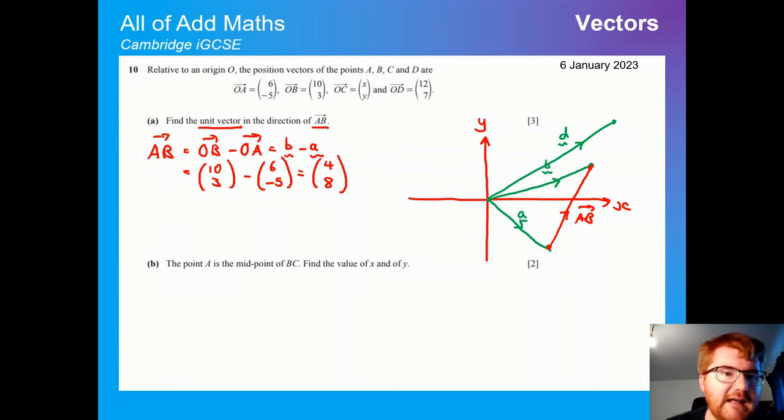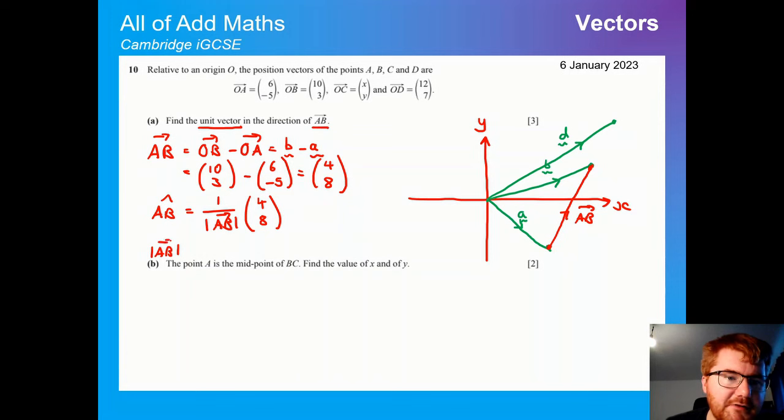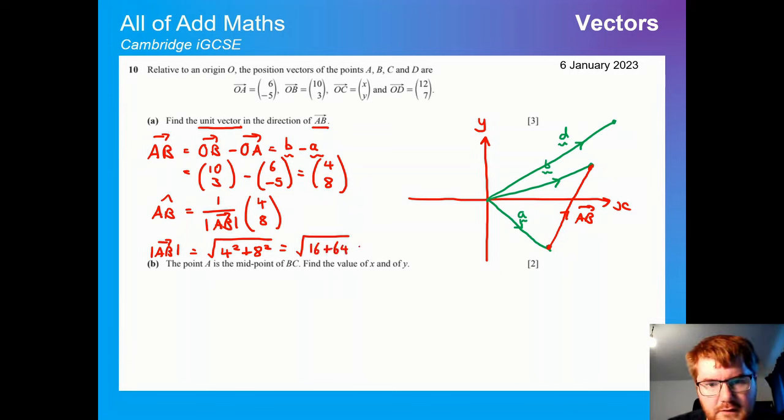So there is a formula to work out the unit vector. In order to work out the unit vector here, all I need to do, and we can represent this with a circumflex, is 1 over the modulus of this vector, and then times the initial vector AB, which is 4, 8. Now, how do we work out the modulus of a vector? Let me pop this down here. We're just going to use Pythagoras on this. So we're just going to take these numbers and put this into Pythagoras. So 4 squared plus 8 squared. Again, you can use a calculator if you so wish, but we're going to do 16 plus 64, and that's equal to root 80. So then our unit vector here is just going to be 1 over root 80.